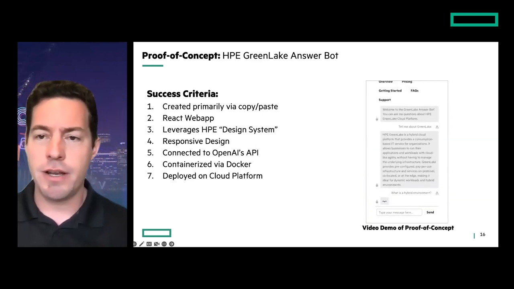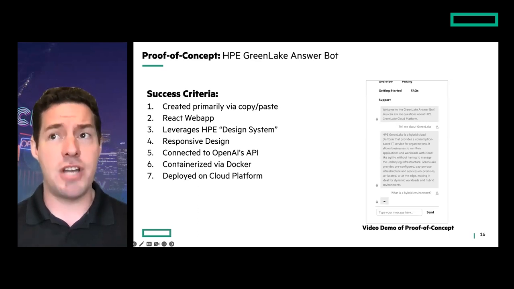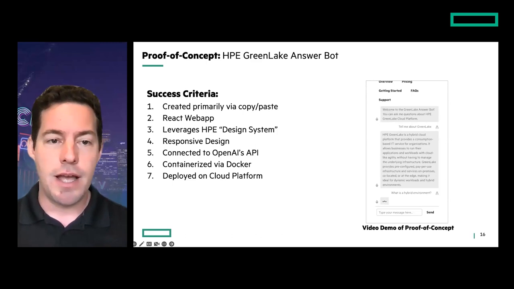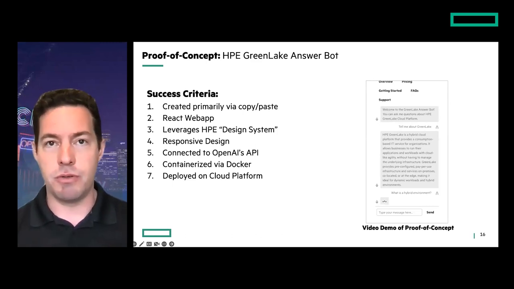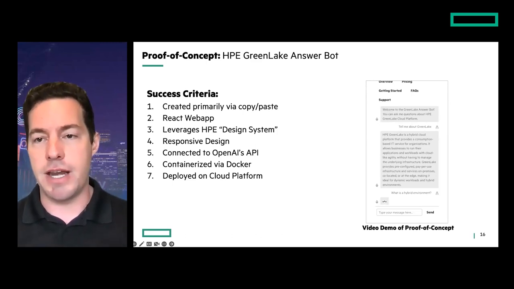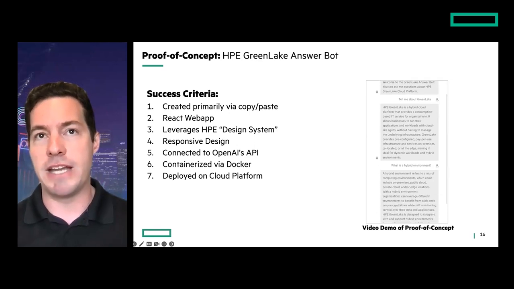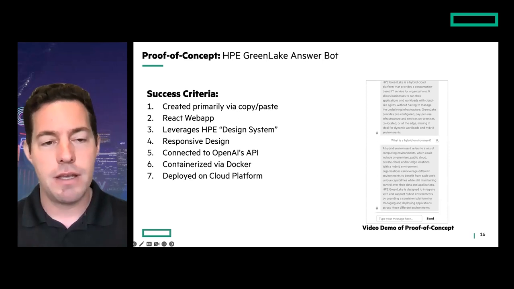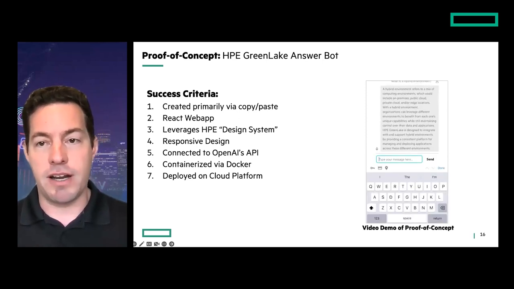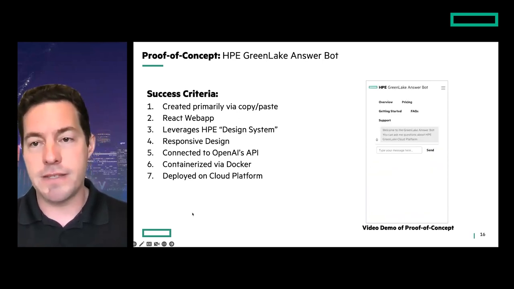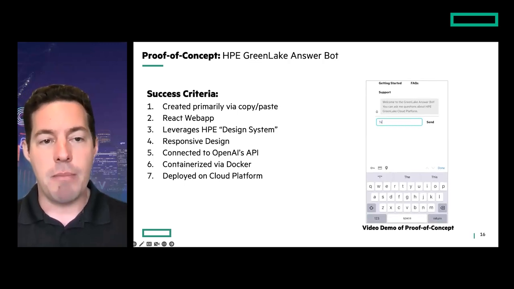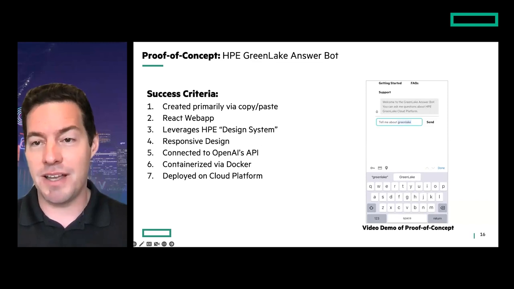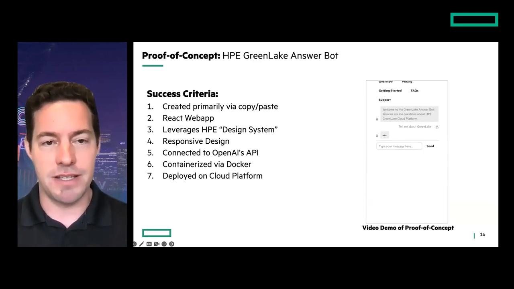Containerize it via Docker. The rationale behind that was, if one day we are able to build it using AI, I wanted to make it as easy as possible to migrate around, so there's a very small migration cost to actually bringing this to life. And then finally, deploying it on a cloud platform, just as a proof of concept to see if I could get it up there. I really have no experience in any of these spaces outside of the design system, because I've used that for some of the existing apps.